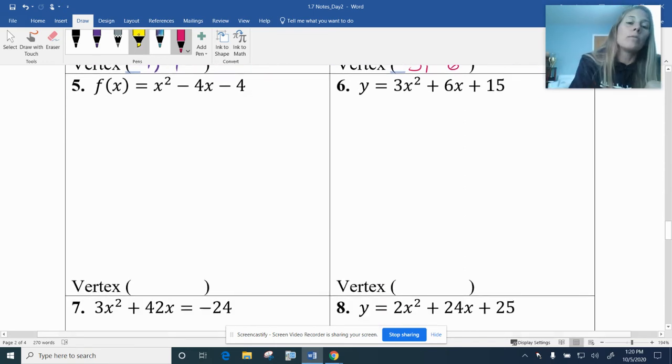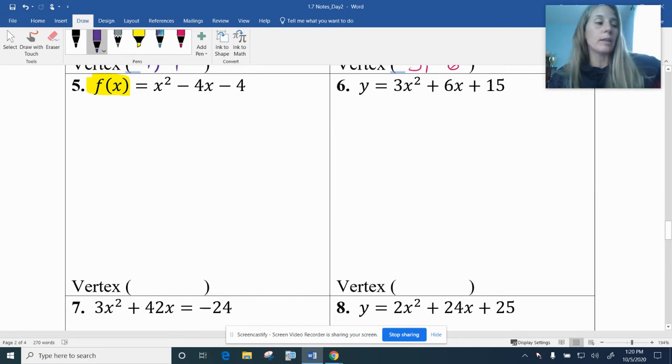Okay, now this one you might notice that there's this f of x notation here. That's just function notation, but it doesn't change how you go about doing anything. It's just like having a y equals there. It doesn't change what you're actually doing. So we're still going to go ahead and move this.